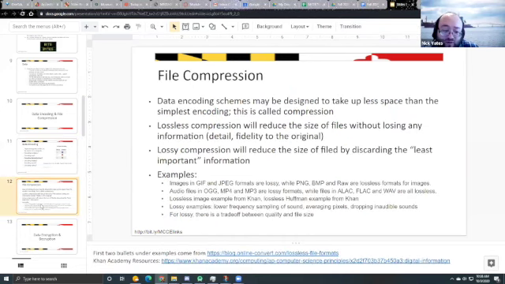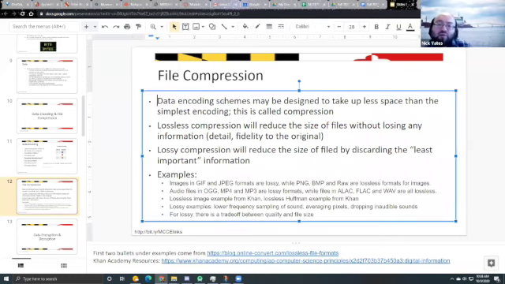I do encourage you to check out the Khan Academy examples that are linked down here, and we'll also link to them from the last slide about recommended homework. But just when we're talking about encoding, we do need to think about file compression at the same time, because data encoding schemes, the simplest encoding, would take up lots of space generally, right? Especially when you're getting into audio and video and things like that, or even images.